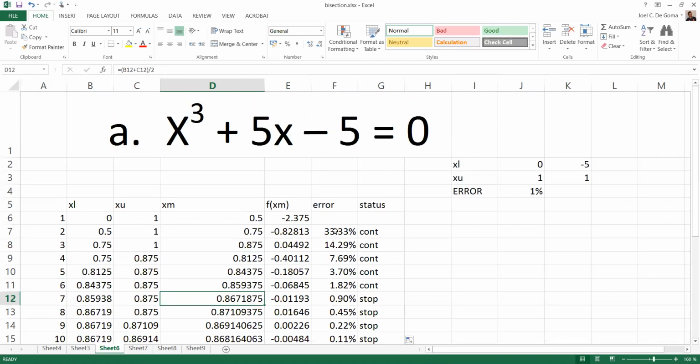So that's the bisection method. That will be my last example for the bisection method. If you have some questions, kindly send me a message. Thank you.